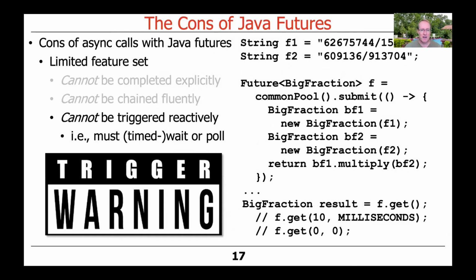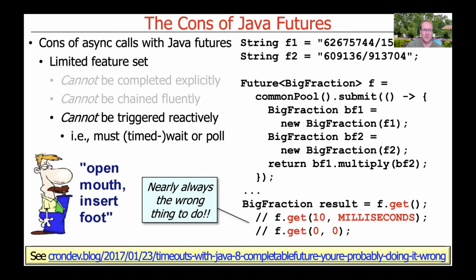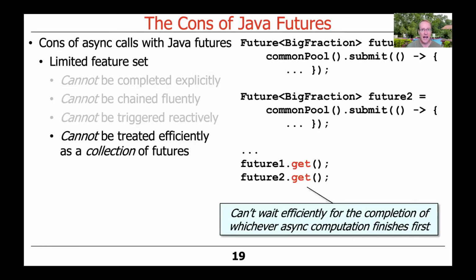Something else you can't do with Java futures is trigger them reactively. You have to poll or wait on them, or do a timed wait or a timed poll on them. And so as a consequence, it just gets more awkward. Using timeouts with futures is almost always the wrong thing to do, because how do you figure out how long to time out? How long do you wait? So that's another problem. And yet another limitation with futures is you can't treat them efficiently as a collection of futures.